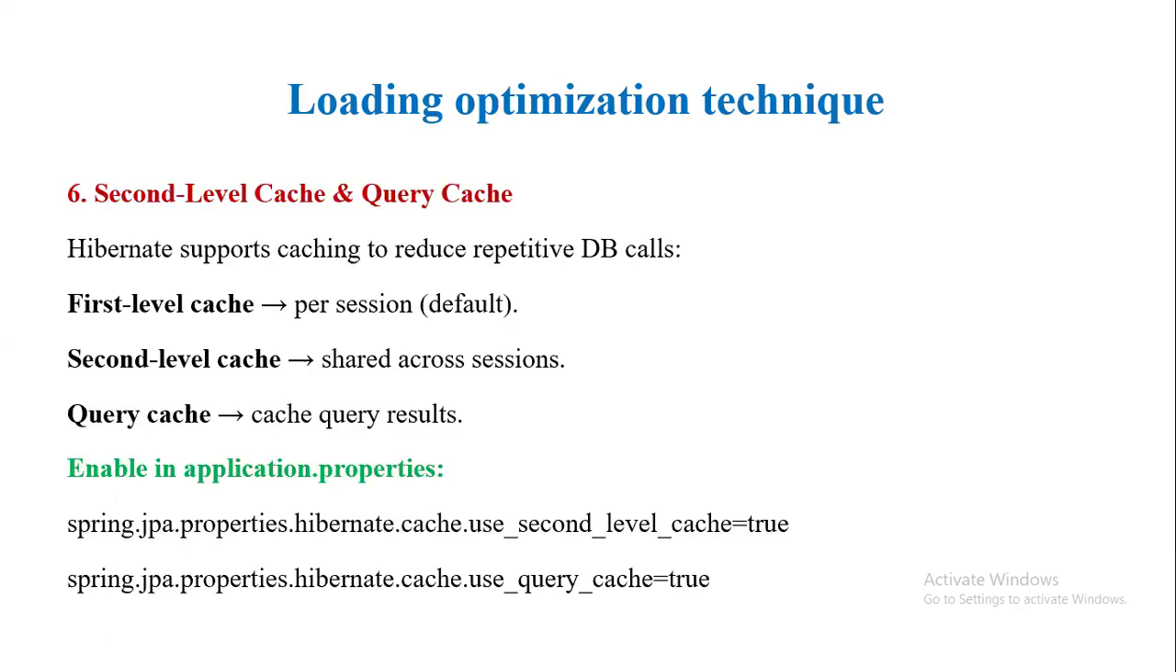And the sixth one is second level cache and query cache. Hibernate supports caching to reduce repetitive database calls. The first level cache works per session by default. The second level cache is shared across all the sessions. And the third one is the query cache, which caches query results. For this, we need to enable it in application properties like spring.jpa.properties.hibernate.cache.use_second_level_cache=true. Similarly, query cache equal to true.